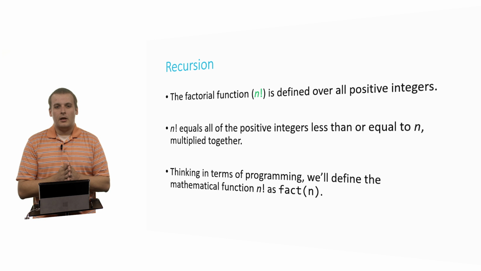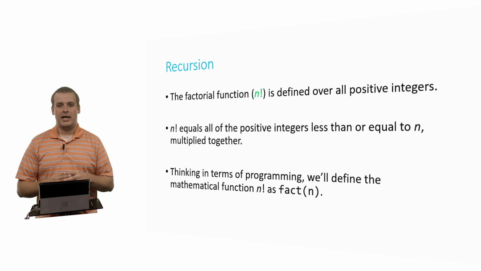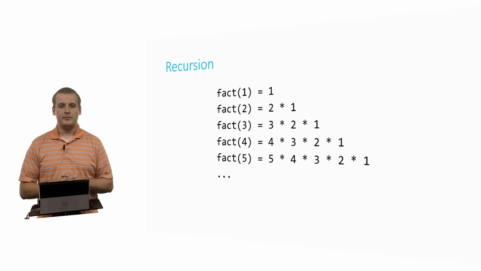You get the idea. As programmers, we don't use n exclamation points, so we'll define the factorial function as fact of n. And we'll use factorial to create a recursive solution to a problem. I think you might find that it's a lot more visually appealing than the iterative version, which we'll also take a look at in a moment. Here are a couple of facts, pun intended, about the factorial function. The factorial of 1 is 1. The factorial of 2 is 2 times 1. The factorial of 3 is 3 times 2 times 1, and so on. We talked about 4 and 5 already.